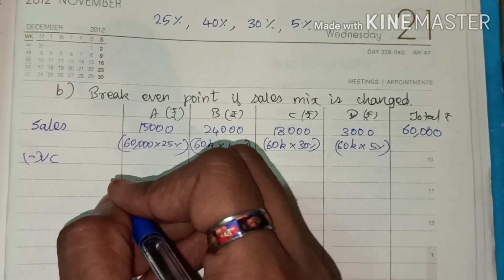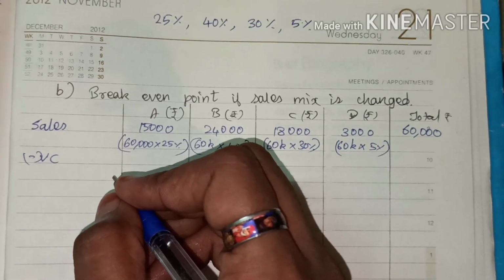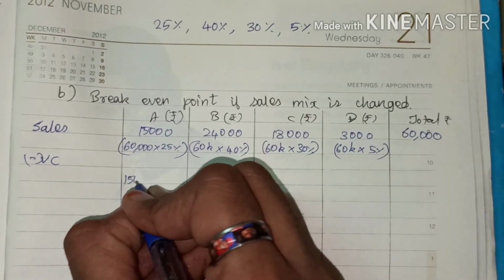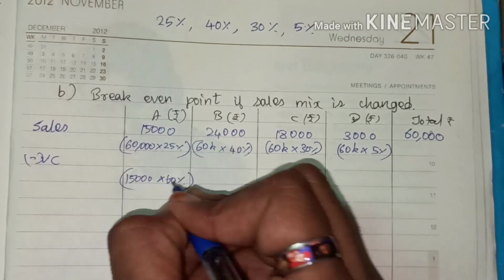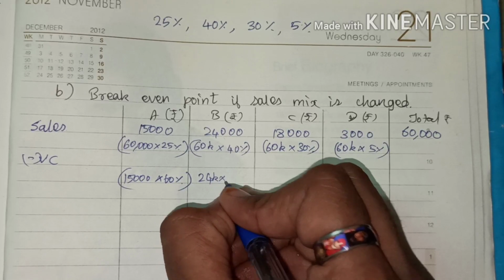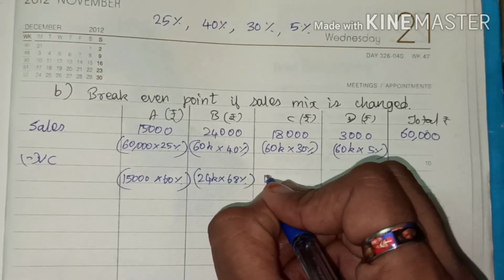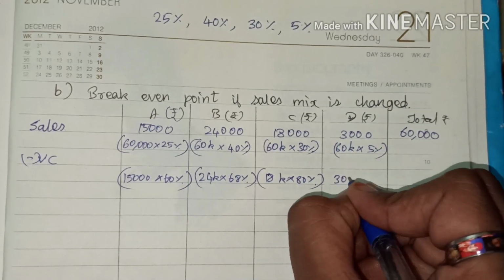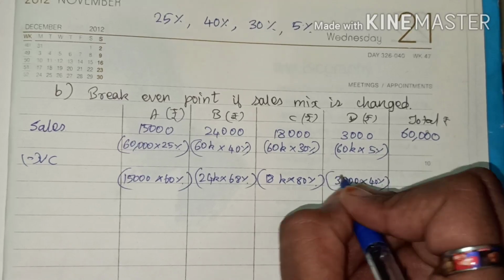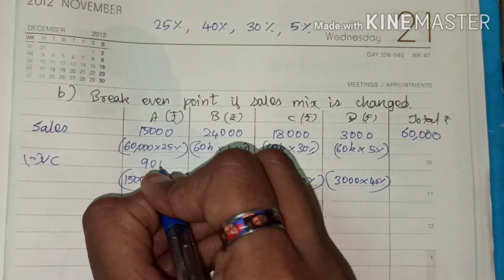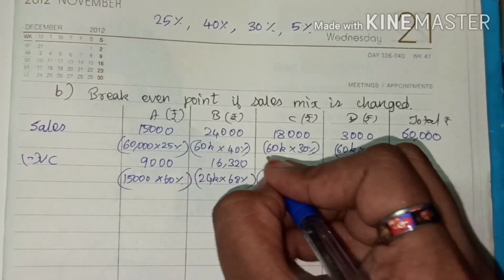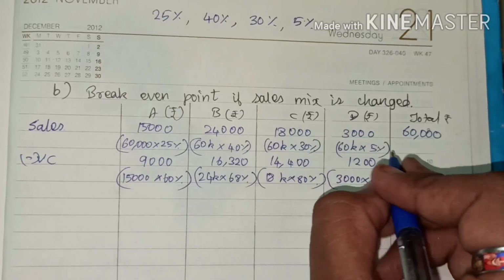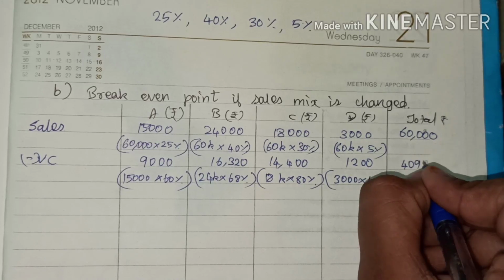And then variable cost, the same as we did above, like 60 percent of sales, that is 15,000 into 60 percent, and then 24,000 into 68 percent, and then here 18,000 into 80 percent, and here 3,000 into 40 percent. If you calculate this, you will get 9,000, 16,320, 14,400, and here 1,200. If we total all this up, you will get 40,920.